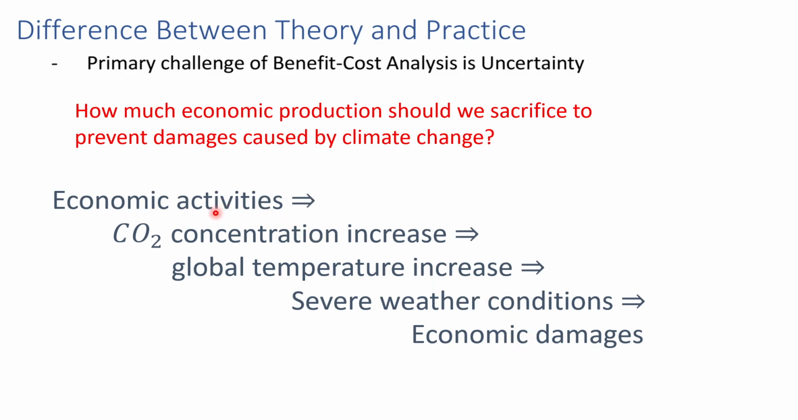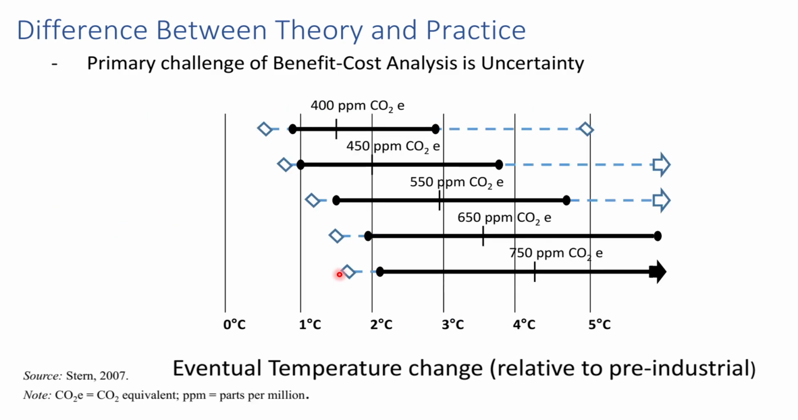However, the estimations between each step is really uncertain. So, for example, let's just take CO2 concentration and global temperature. Now this is a report, a simulation done by the IPCC. In chapter 13, we will talk more in detail about the IPCC, the Intergovernmental Panel on Climate Change, and their research. But for now, let's take a look here.